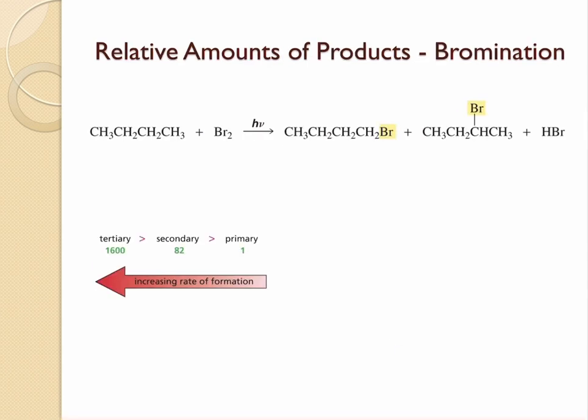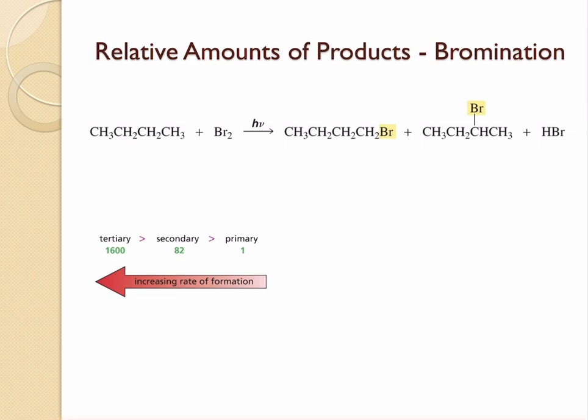And again, you can apply the same thing here for finding the relative amounts of products obtained in the bromination reaction. But remember, a bromine radical is more selective than a chlorine radical, where the secondary radical is created 82 times more easily than the primary radical. Now, when you apply the numbers in the formula, these are the numbers that you're going to apply. So again, let's find the relative amounts of the products here.